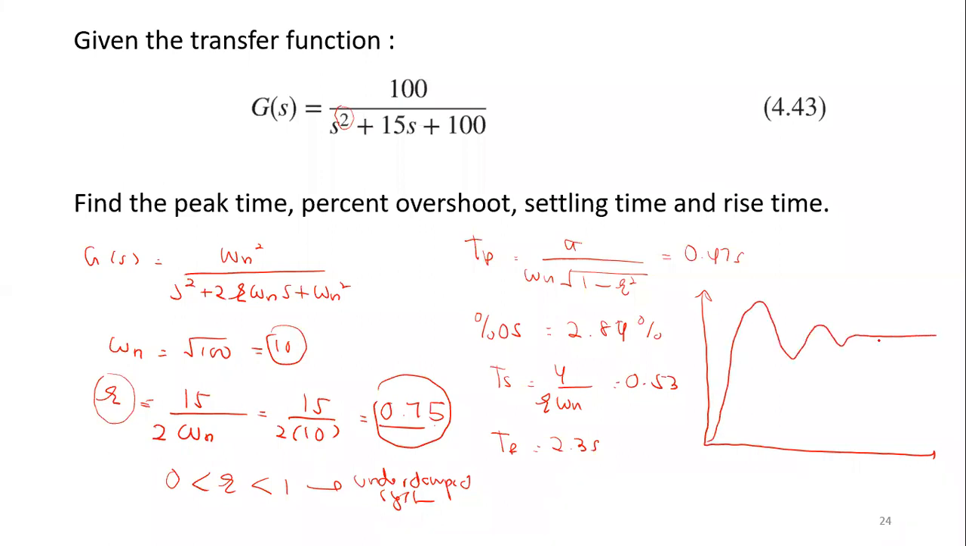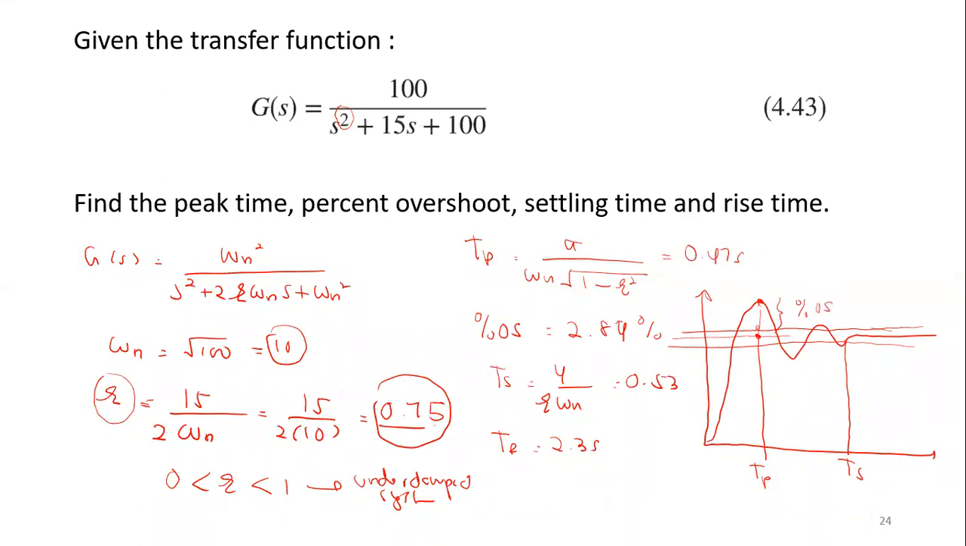So then you can expect, what is the peak time? The peak time is here, TP. What is the settling time? The settling time is 52% of the final value, so your settling time is somewhere here, TS. And the percent overshoot is here. So this is the percent overshoot.